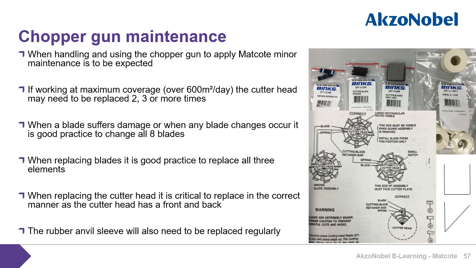When replacing blades, it's good practice to replace all 3 elements. That's the blade, the spacer, and the tensioner or retaining spring. The 3 elements must be replaced in the correct order. When replacing the cutter head, it is critical to replace in the correct manner, as the cutter head has a front and back. The outward facing side has a rectangular notch visible. The inward facing side has a small V-shaped notch visible. The rubber anvil sleeve will also need to be replaced regularly.